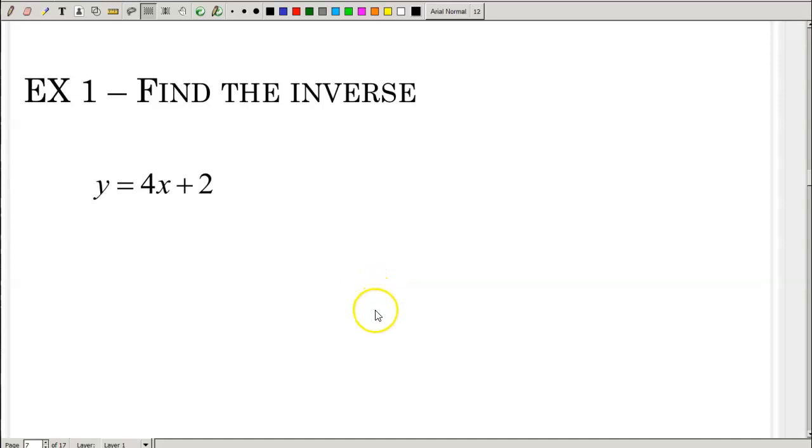All right, so example 1 says to find the inverse. What we're given here is an equation, and it says y equals 4x plus 2, and we're supposed to find the inverse of that equation.